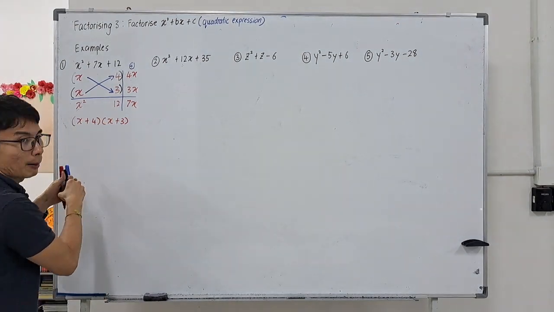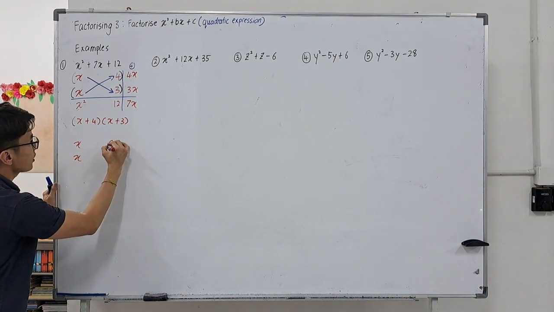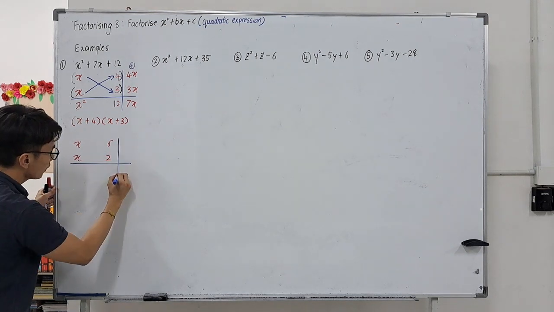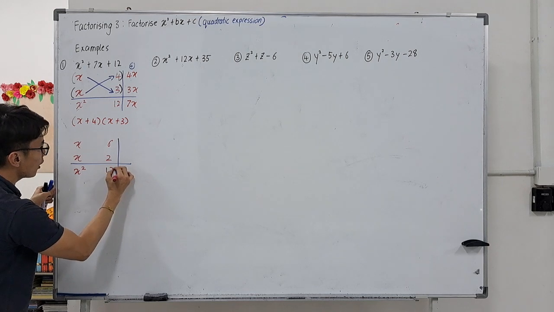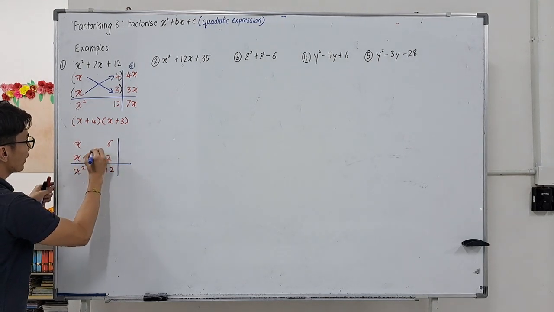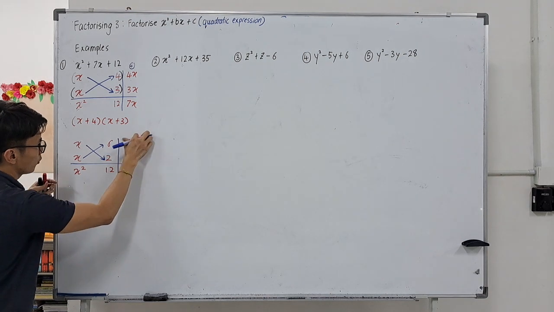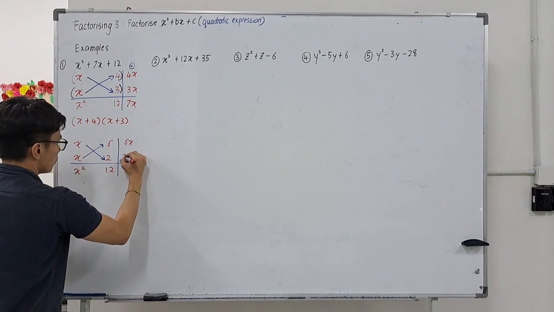So same thing over here, I'm going to write this down. So x, and if you choose 6 and 2 over here, what's going to happen? Alright, we know over here that's going to give me x squared, this is going to give me 12, and when I cross multiply them, that will give me 6x and 2x.